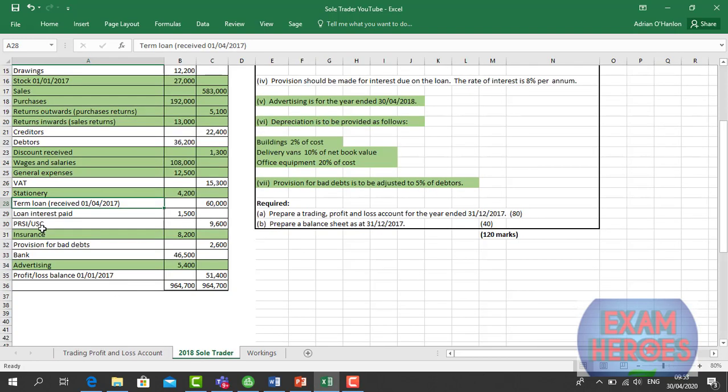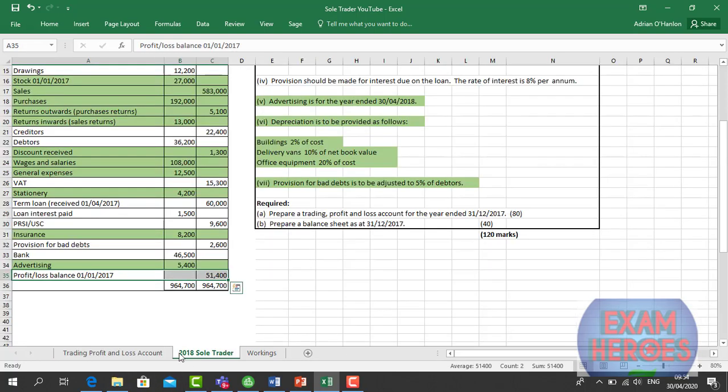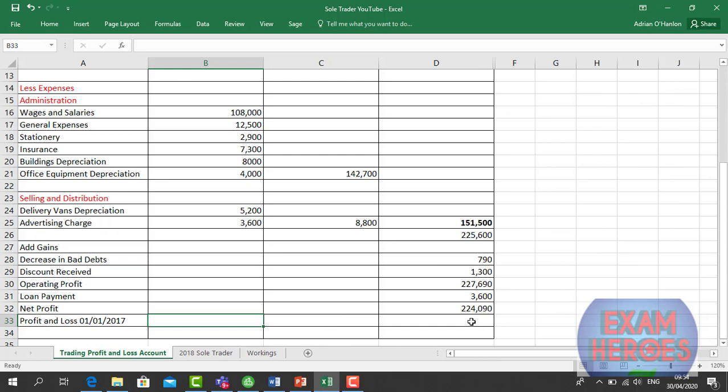The last thing we need to do is, if you see here, you have a profit and loss at the start here. This is kind of like your retained profit. It carries over every year. Okay, so profit and loss for the first of the first 17. So this was the profit you carried over from the previous years. That was 51,400.